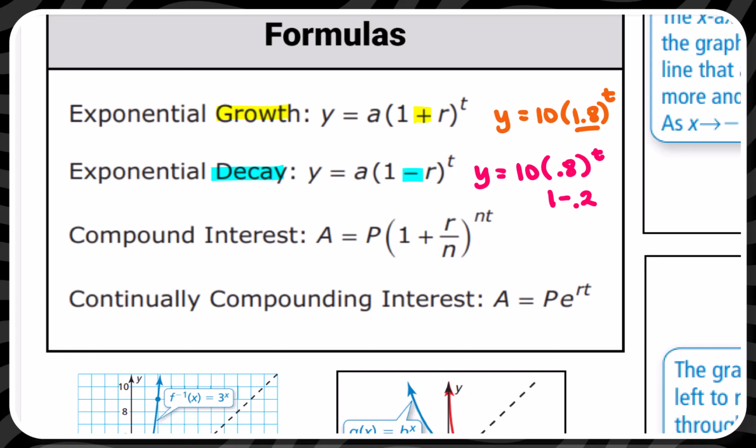Compounded interest, make sure that you understand that compounded is going to be n times a year. So that could be 365 days a year. It could be quarterly, which is 4 times a year. It could be weekly, which is 52 times a year. If they decide to go with continually compounding interest, you're going to use this formula. It's a completely different formula for that.